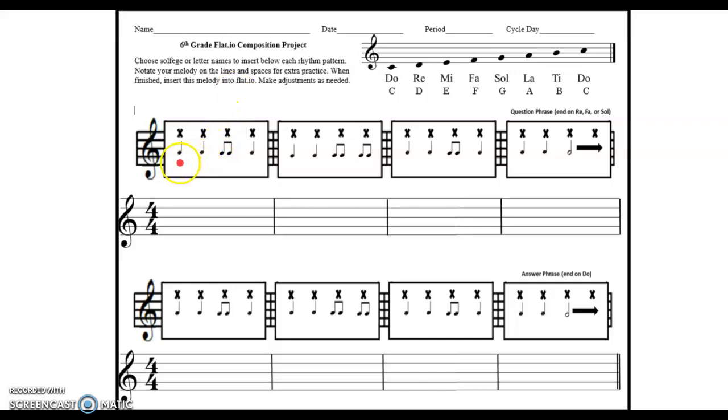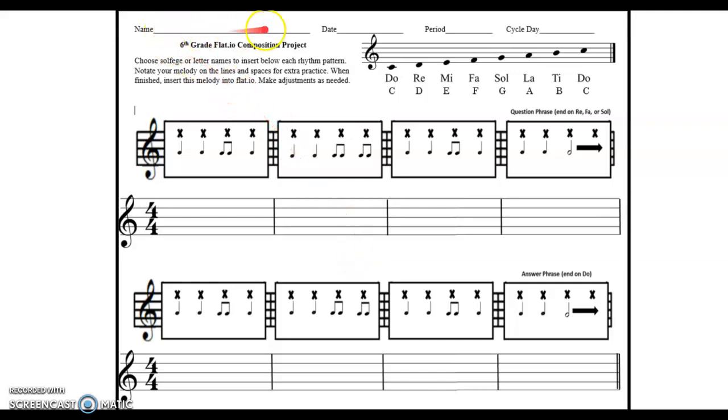Today, you should definitely complete the first two things. You should definitely choose solfege or letter names for all the rhythm patterns. You should definitely be able to notate that melody on the lines and spaces, or be almost done notating it on the lines and spaces by the end of class today. You're going to turn this paper in to the substitute teacher at the end of class. She or he is going to collect them, so I can take a look at them before next class and help anybody who is lost and needs help.